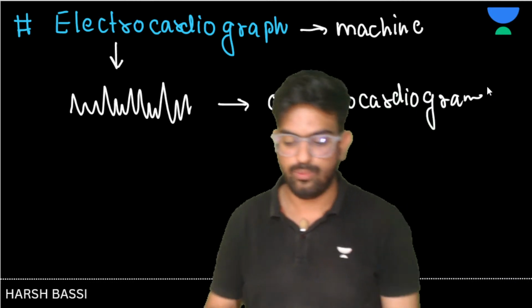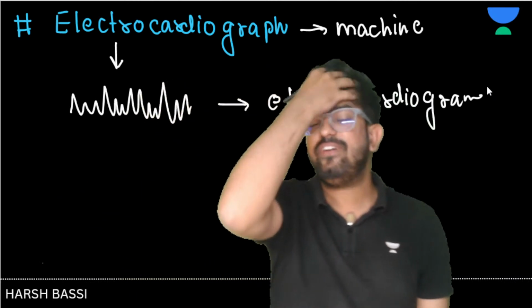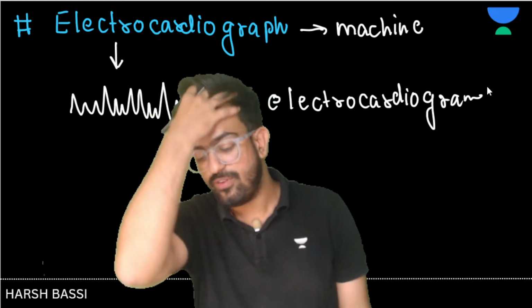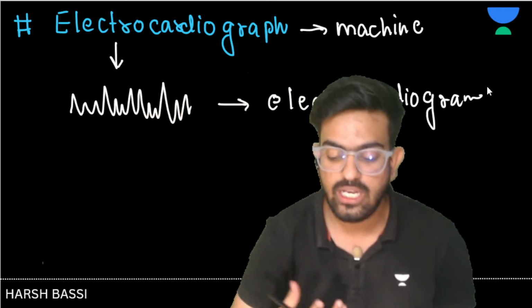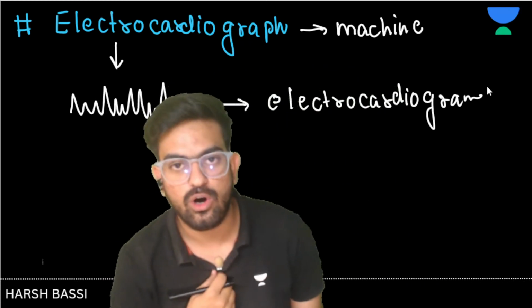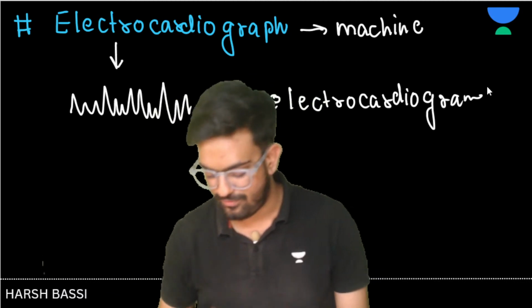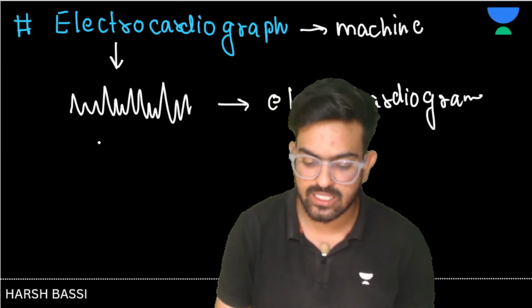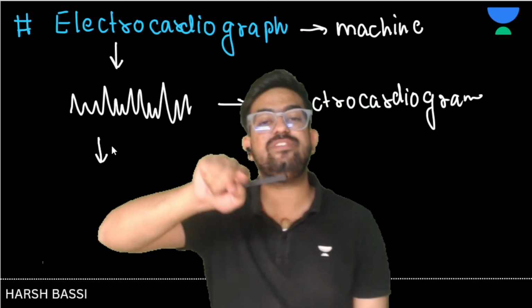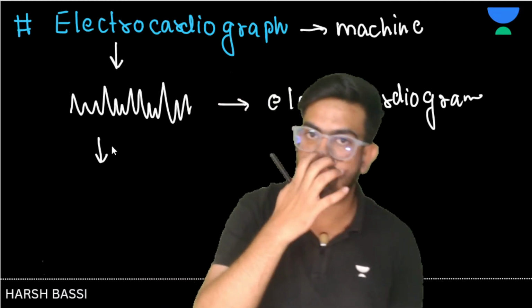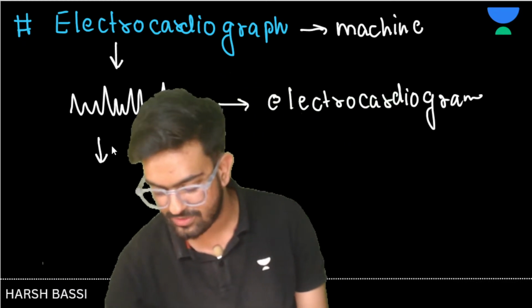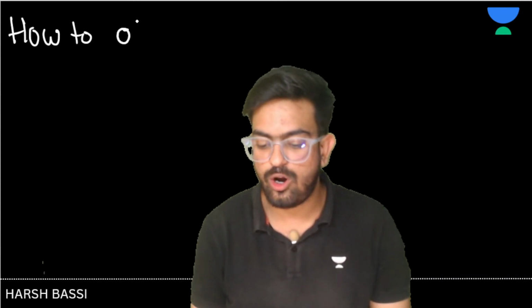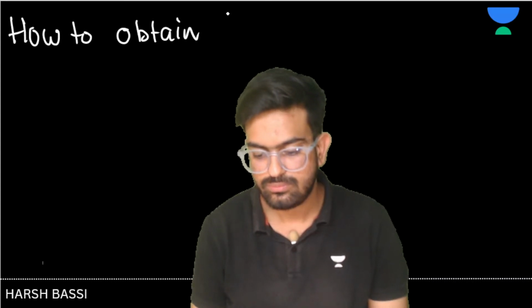Okay, now see here. The electrocardiograph is a machine, and the electrocardiogram is a graph. When we represent the cardiac cycle in the form of a graph, it is known as the electrocardiogram. How to obtain this? So see here.